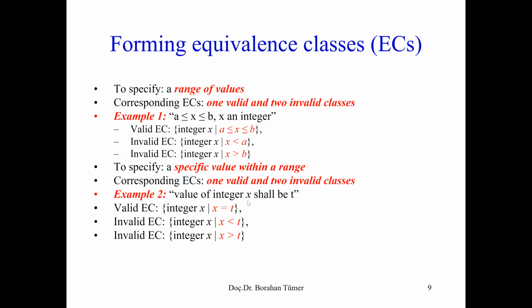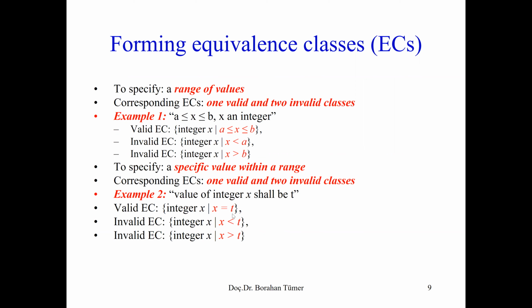A value of integer x shall be t. Well, this here is a specific value within a range. So x here is the variable. You can imagine it like that. X is a variable and its value should be t. So what are the valid and invalid classes? The valid one is, of course, where x is equal to t, the value t.